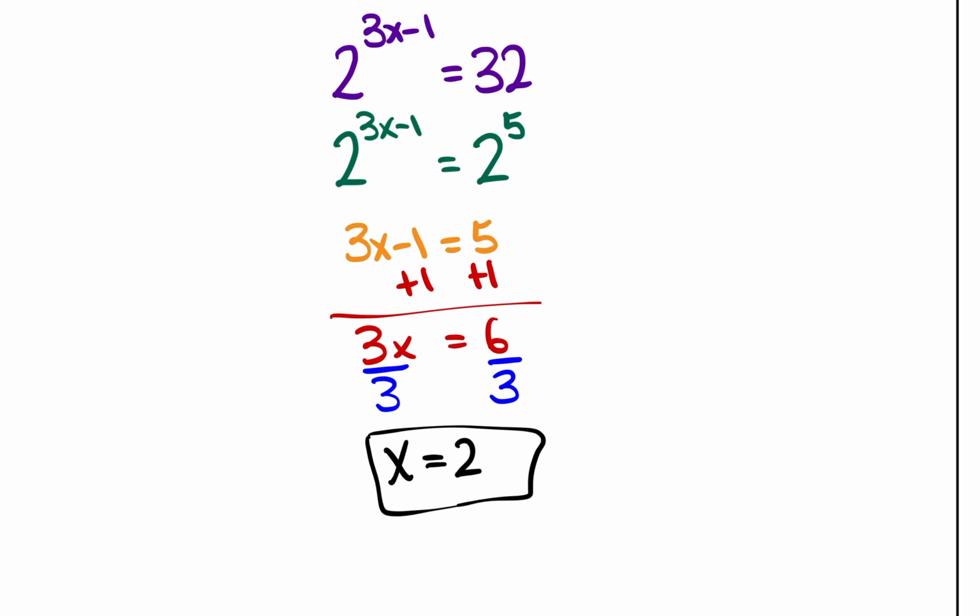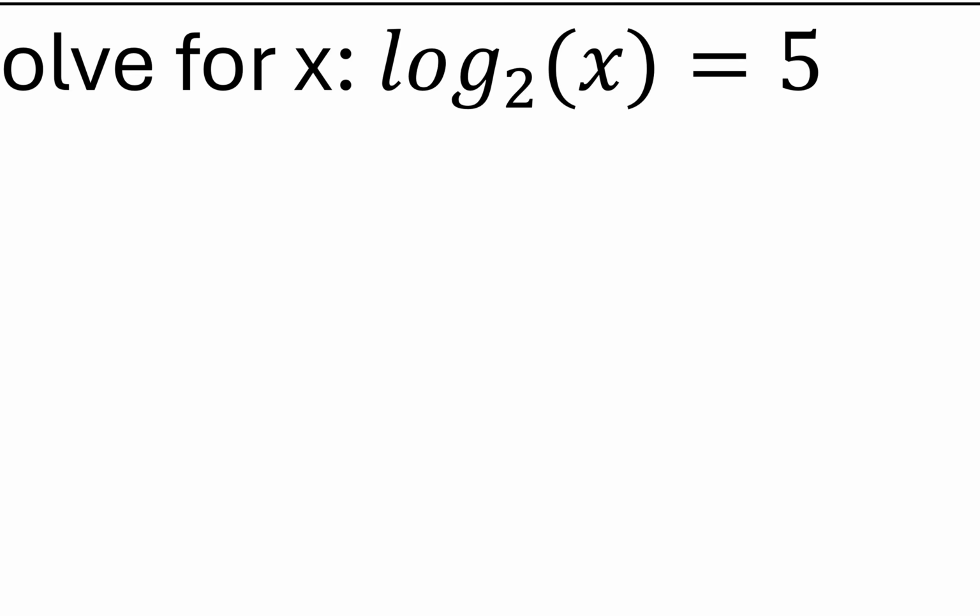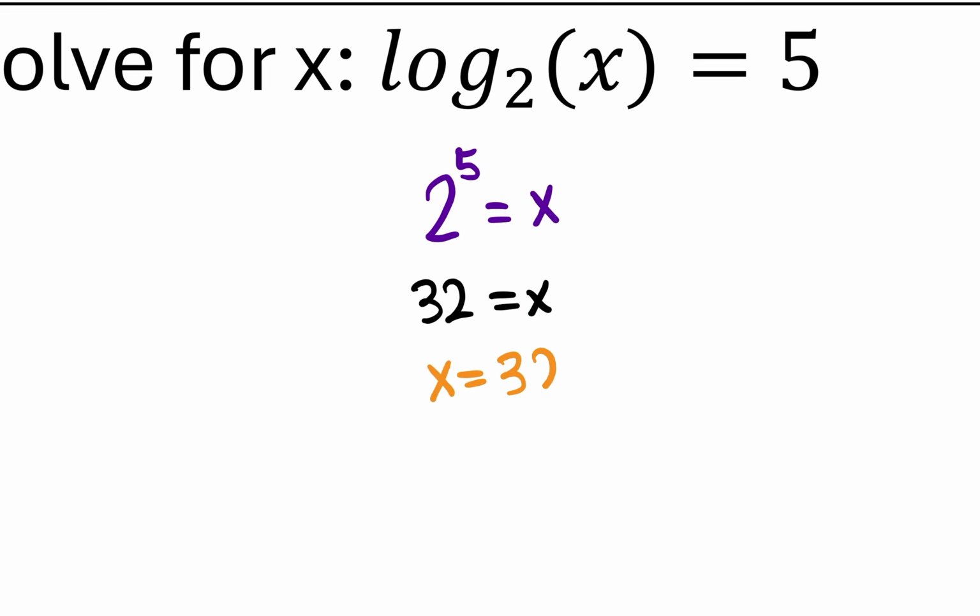Moving on to the next question, we have the following. My first step is to convert this to the exponential form. We have 2 to the 5th power is equal to x. Or essentially, we have what? 32 is equal to x. Or x equals 32. Let's go ahead and box that in.